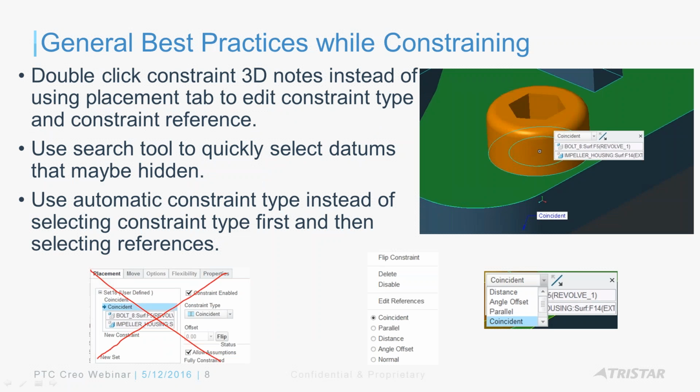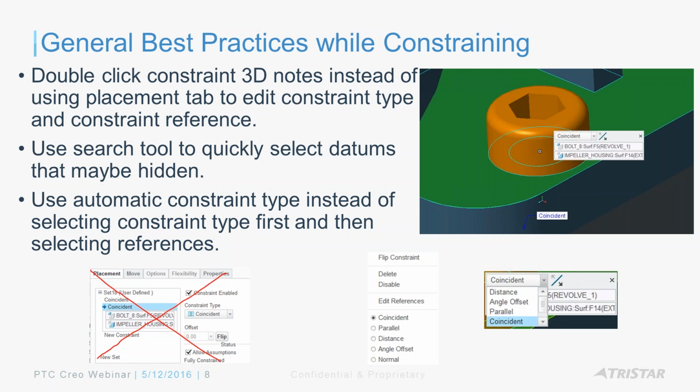And then general best practice while constraining. I've seen this over the years in working with customers. There's a tendency to use the old school placement tab. And I know for adding new sets, I currently use it. But just to speed up your assembly process, a few tips, if you will, on when you assemble or select references for constraints. It's generally a good practice to use those 3D nodes. When you double click on the 3D node, you can make a change to the constraint type.